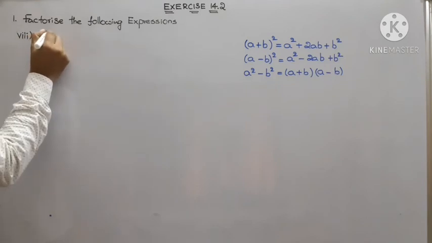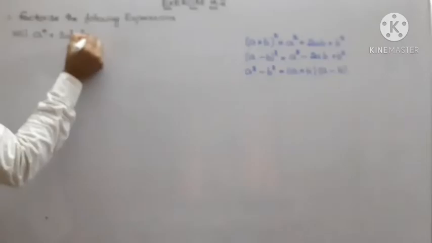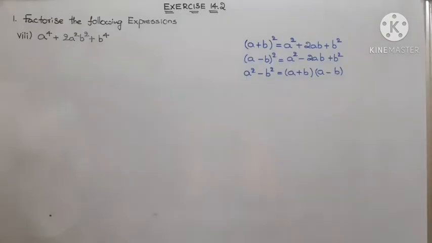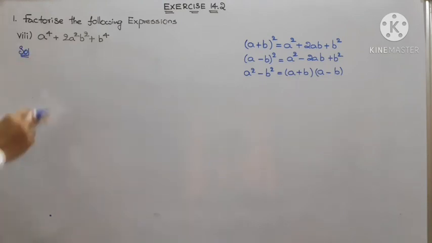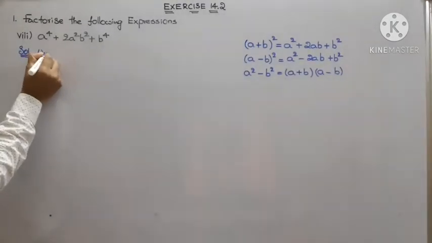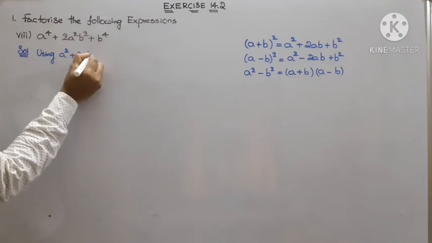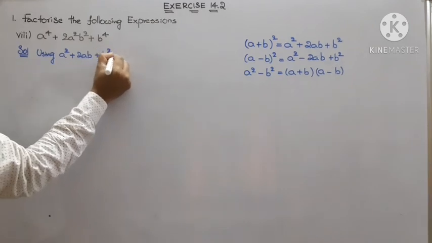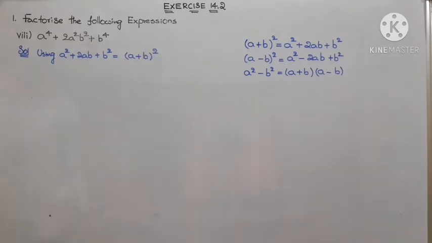a power 4 plus 2a square b square plus b power 4. Very easy, yet needs a simple common sense. It's very clear that we have to use the identity a square plus 2ab plus b square is equal to a plus b whole square.